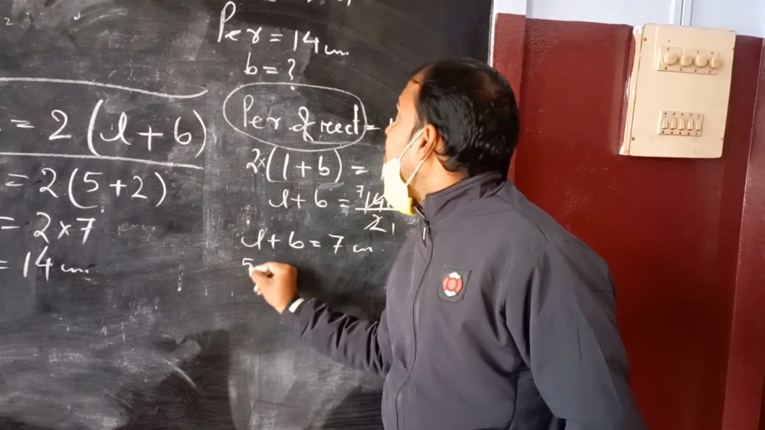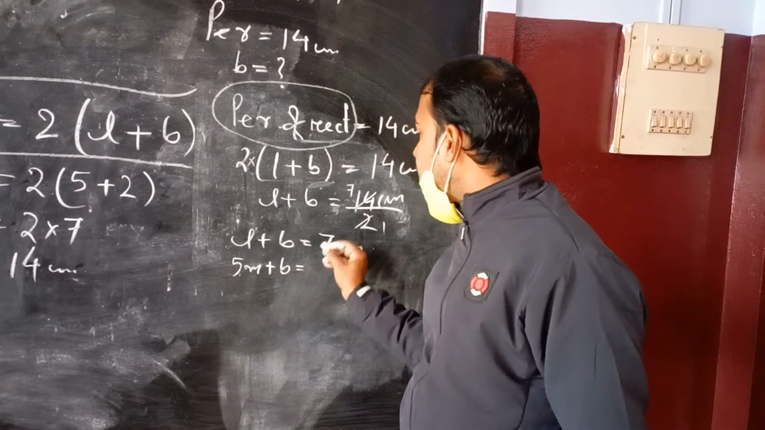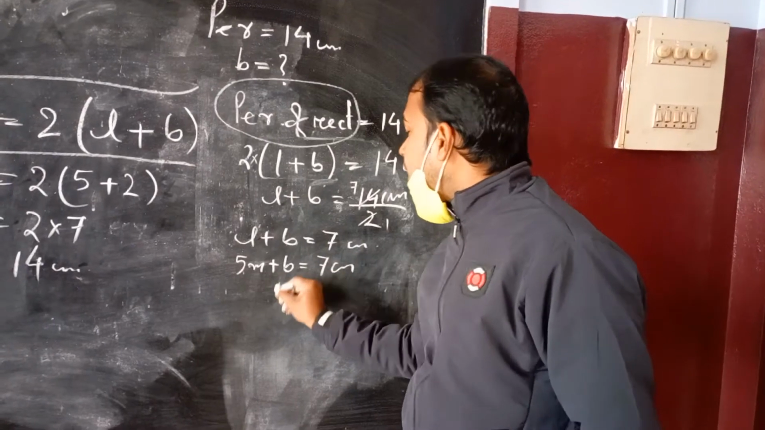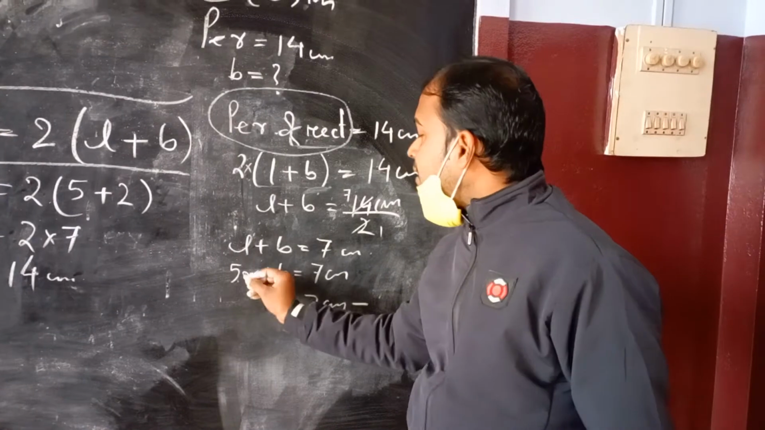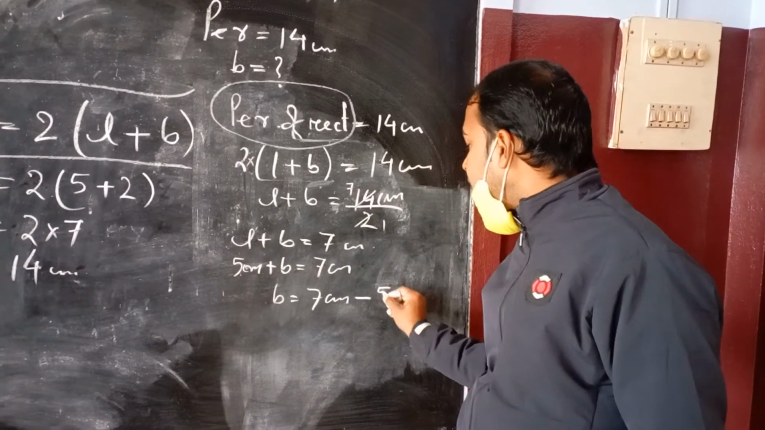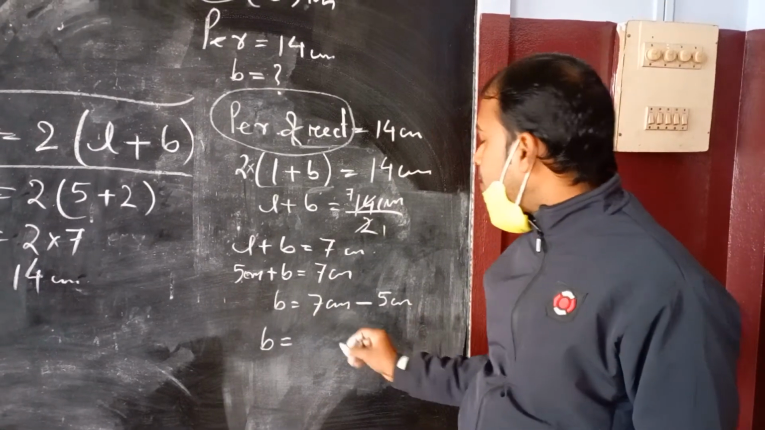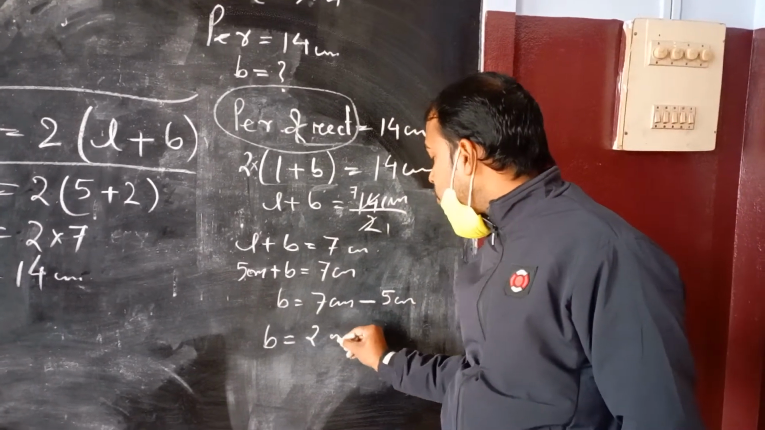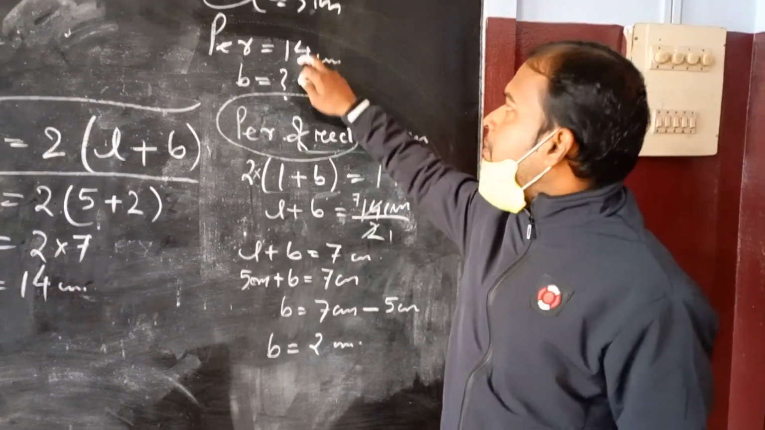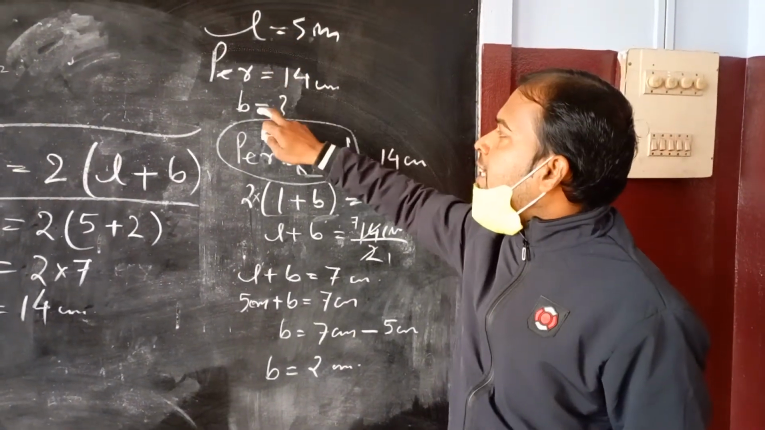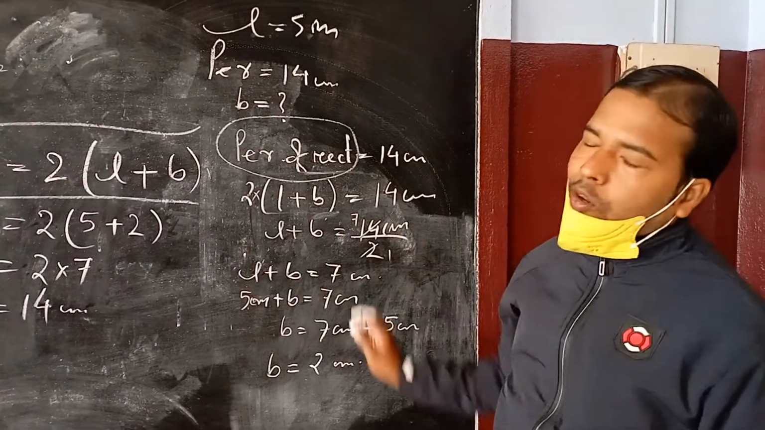Now we know the value of L. L is equal to 5 centimeter plus breadth. We do not know breadth, and L plus B is equal to 7 centimeter. Now breadth is equal to 7 centimeter minus, when this 5 centimeter goes to that side, it will become minus. So breadth is equal to 7 centimeter minus 5 centimeter, which is equal to 2 centimeter. Like this way, if perimeter is given and length or breadth is given, then we can easily find which one is not given.